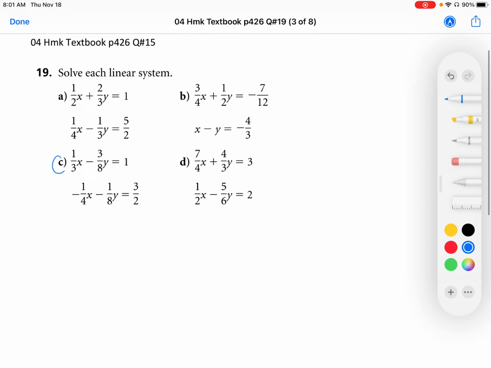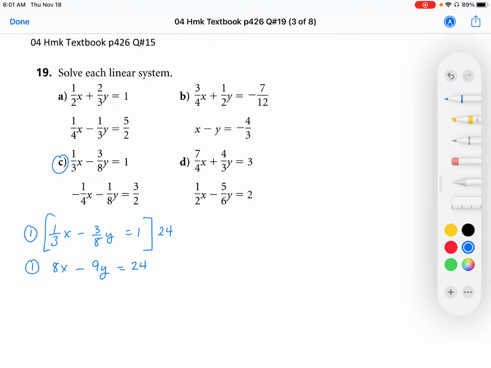So in C, we have our fractions. I'm going to label my equations. One-third x minus three-eighths y equals 1. I'm going to get rid of the fractions in my first step, so I'm going to multiply by the lowest common denominator, 3 times 8. I end up with 24 over 3, which is 8x, minus 24 divided by 8 is 3, then times 3, which gives me 9y, is equal to 24.